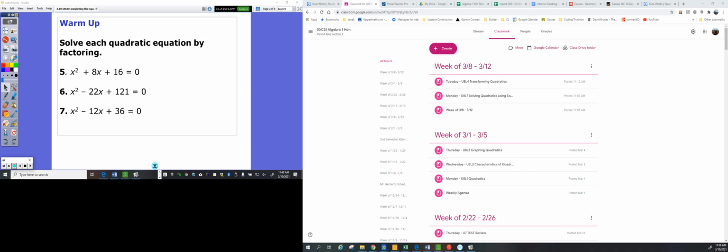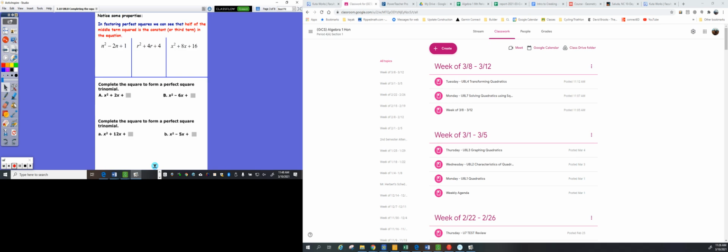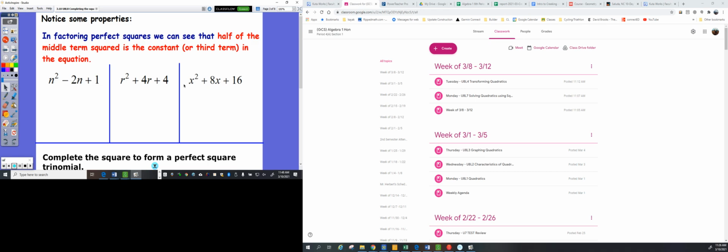All right, so we're going to do completing the square today, okay? And so again, just kind of what we just did, all right? If I'm factoring these perfect squares, half of 2 is 1, and this third term is 1 squared. So what's this factored? N minus 1 squared. Okay? What is this factored? R plus 2 squared. And what is this one? X plus 4 squared. Good. All right.